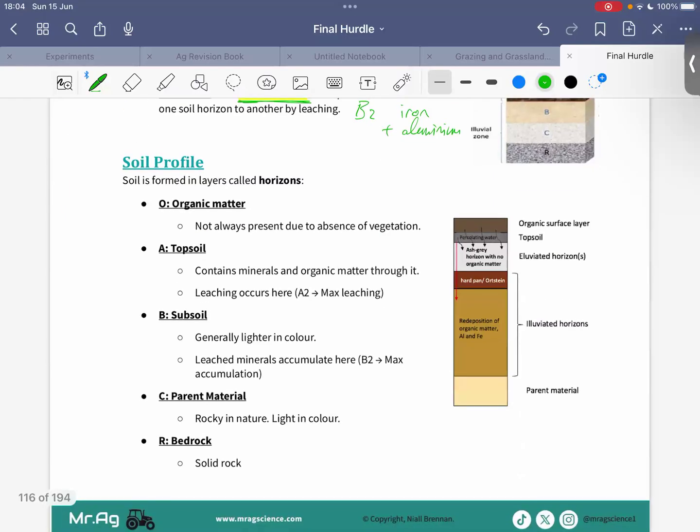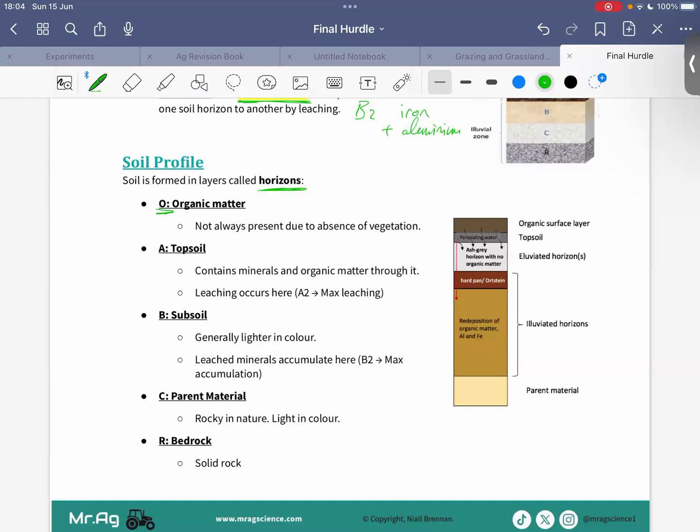So our soil profile, as mentioned already, is broken down into our layers called horizons. The first one is going to be our O horizon, organic matter. This is going to be the surface. This is where the vegetation is going to be, whether it be your grassland, your tillage, whatever it is, or even kale or potatoes, what we were talking about last night.